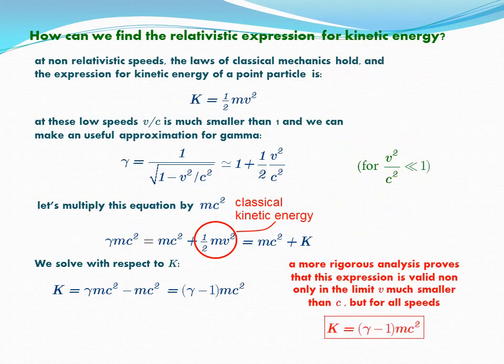A more rigorous analysis, which we are not doing here, proves that this expression is valid not only in the limit v much smaller than c, but that it holds for all speeds. Therefore, an expression for the kinetic energy of a point particle in relativistic mechanics is gamma minus 1 times mc squared.